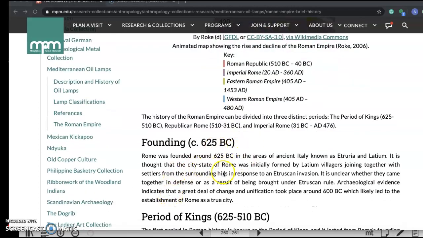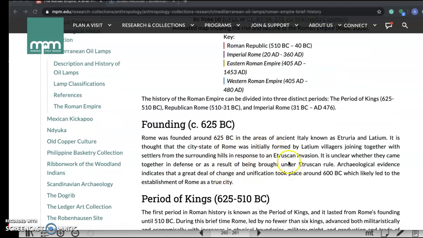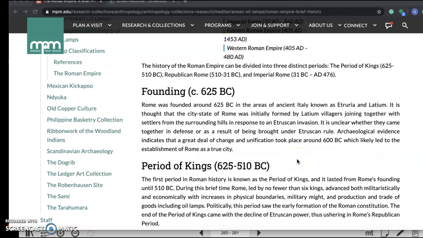Okay. So founding, 625 BC. As we read about this last week, Romulus and Remus, right? They were two little boys stranded on the side of the River Tiber, and a mother wolf comes along, and this wolf raises Romulus and Remus, and later, Romulus comes to kill Remus, and Romulus is the first emperor.